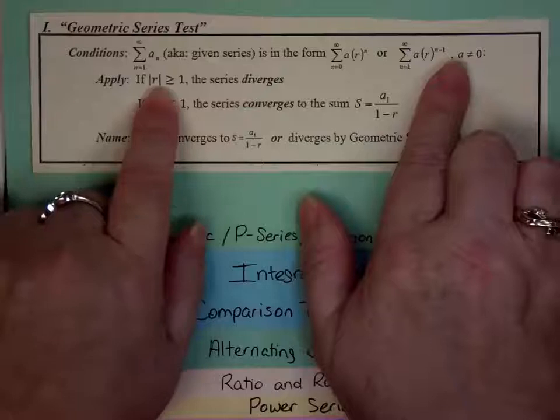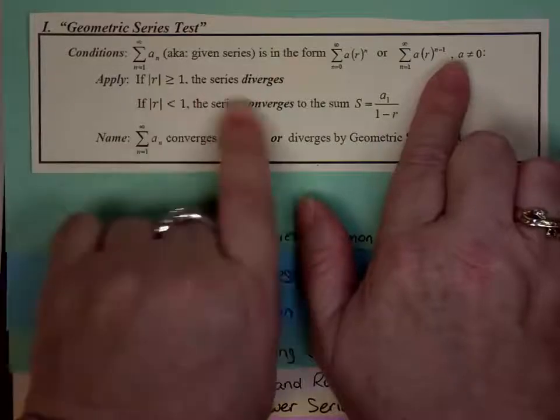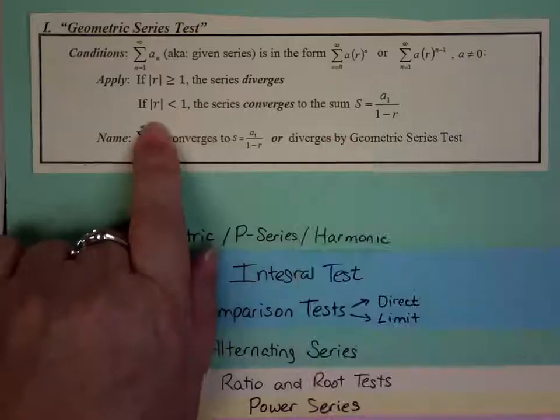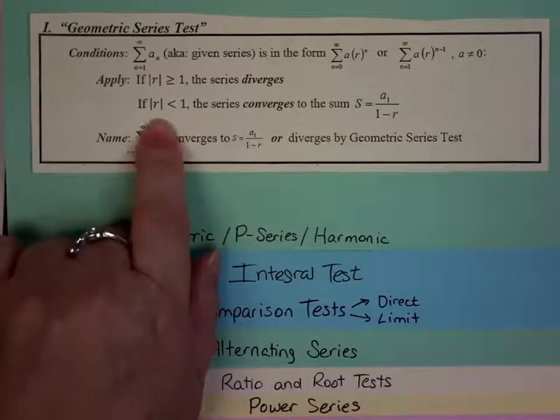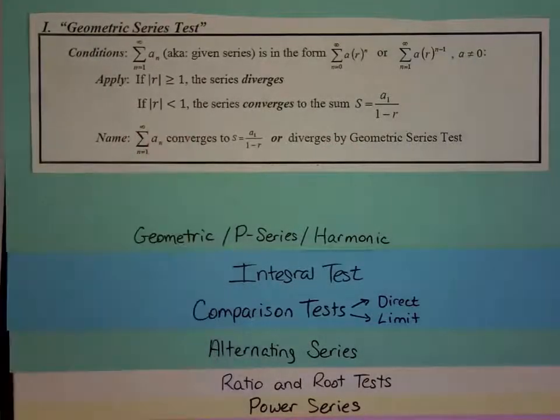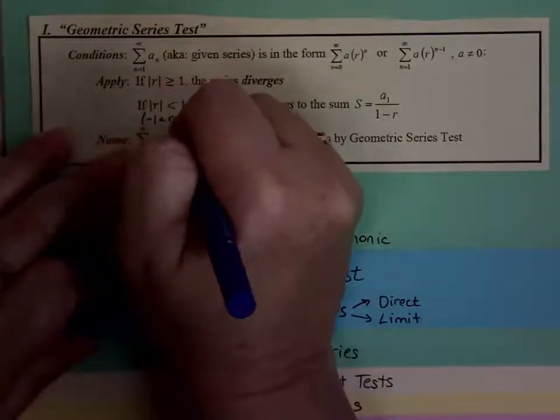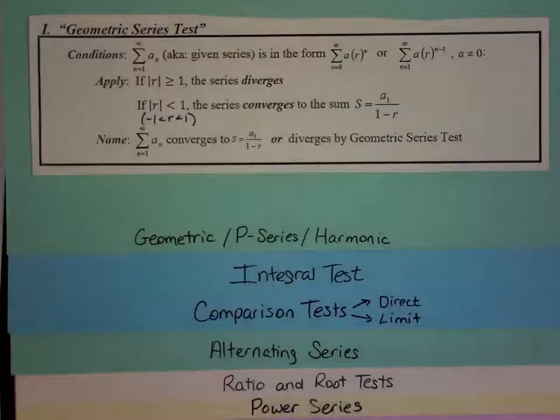And remember, if the absolute value of r is greater than or equal to 1, it diverges. If the absolute value of r is less than 1, or you may want to add -1 is less than r is less than 1. I think I'm going to do that myself. So you may want to put this underneath here: -1 is less than r is less than 1. That's the most often thought about way of doing it. R is between -1 and 1.